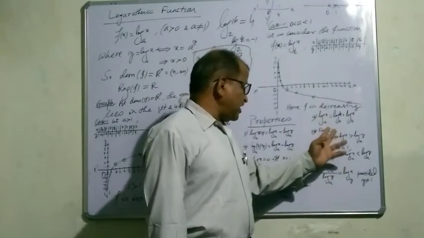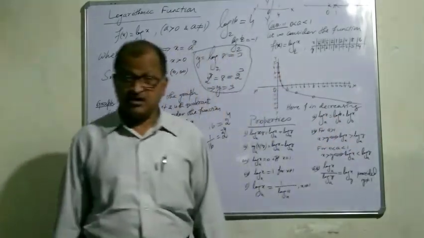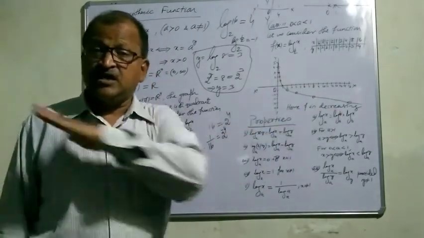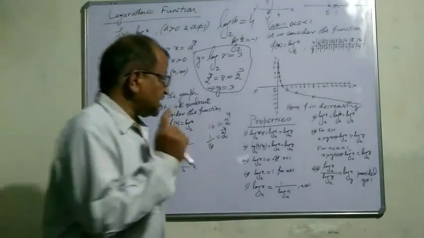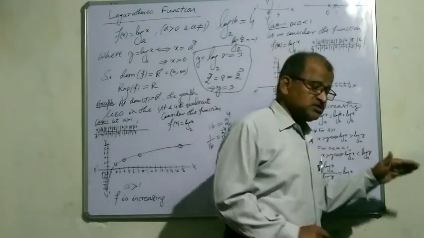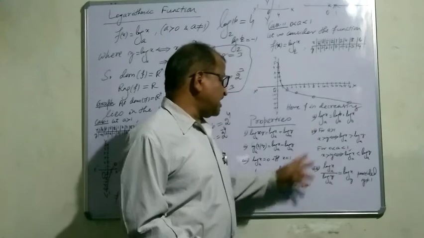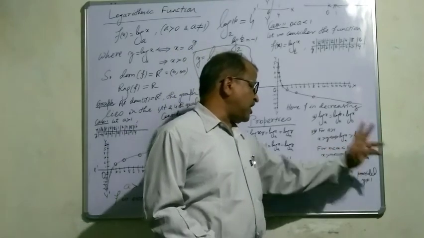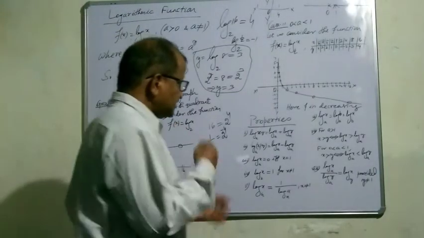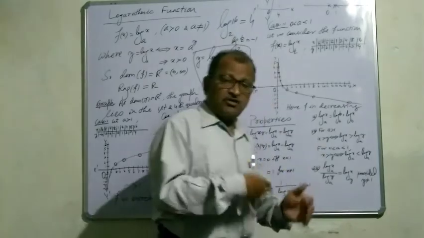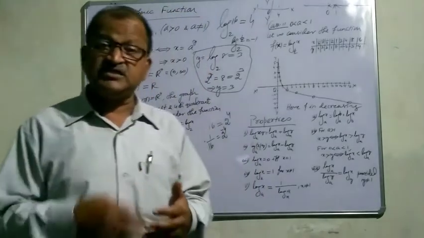I have told you, for a greater than 1, x greater than y implies log x is greater than log y. That means when x increases, log x also increases, when a is greater than 1. That means your function is an increasing function. But while a is less than 1 and greater than 0, in that case x greater than y implies and is implied by log x is less than log y. That means your function is decreasing. While you are increasing the value of x, the value of f(x) is decreasing.